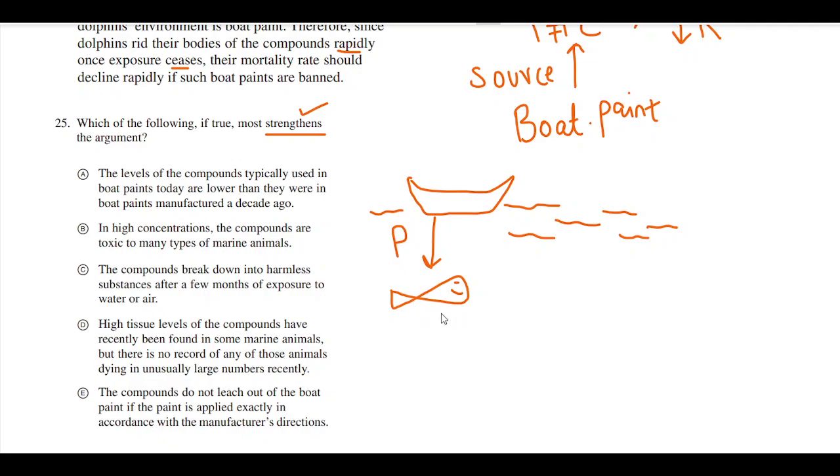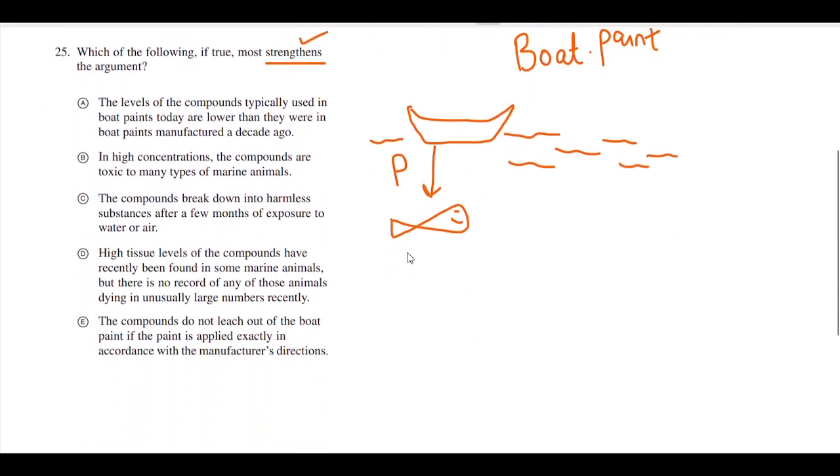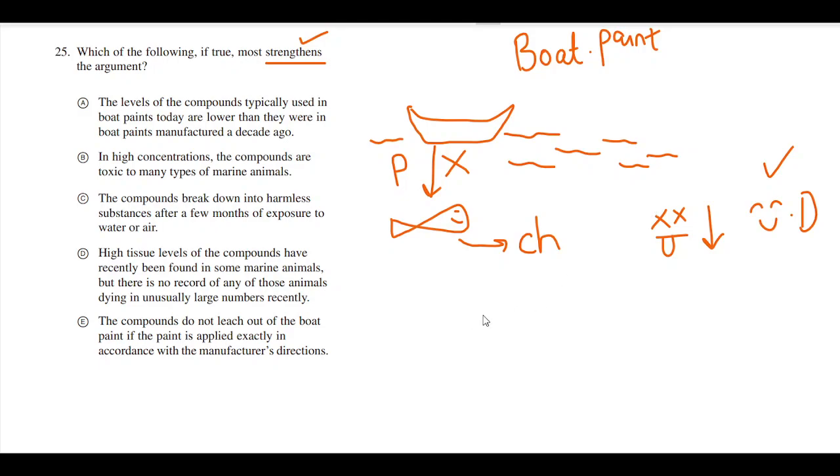So it's basically saying, if I come back up over here, since dolphins rid their bodies of compounds rapidly once exposure ceases, their mortality rate should decline rapidly if such boat paints are banned. So what they're saying is that if I cut down or block the supply of these paints, these dolphins get rid of these chemicals, and therefore the mortality rate of dolphins is gonna decrease. And we're gonna see happy, healthy dolphins, okay? This is what the overall passage is saying.